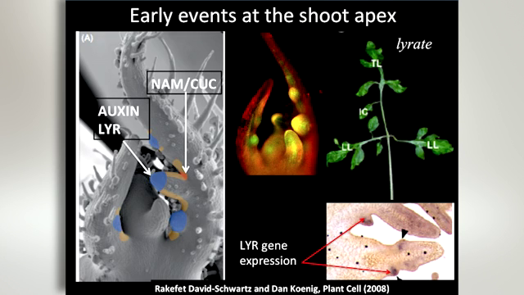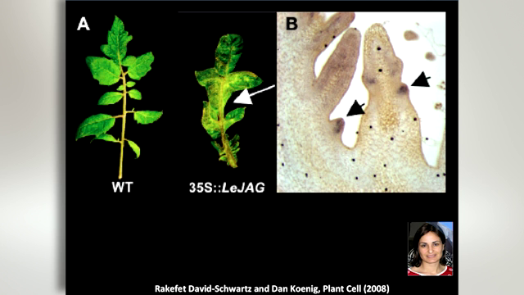So we looked at a tomato mutation called lyrate, and showed that it is expressed exactly in these regions where the auxin foci would be, and mutating lyrate actually reduces leaf complexity quite a bit. So we said that auxin and lyrate are acting as these focal points, and we already know that NAM and CUC help to separate existing leaflet primordia. We also did overexpression of lyrate, which is the JAGGED ortholog in tomato, and showed that what is separated in the regular compound leaf can actually be fused together by ectopic blade outgrowth. And this was work again done by Rakefet, who was a postdoc in my lab, Dan Koenig, and others.